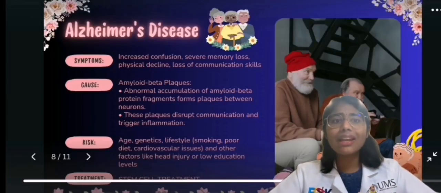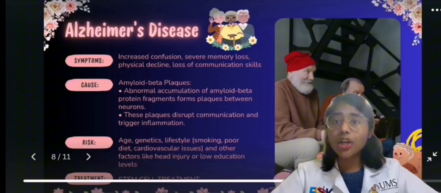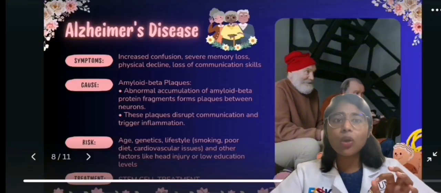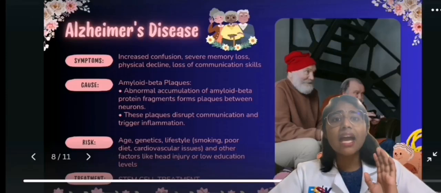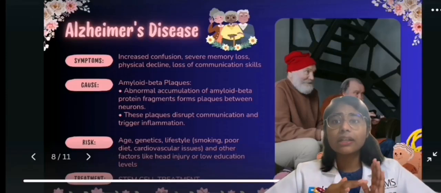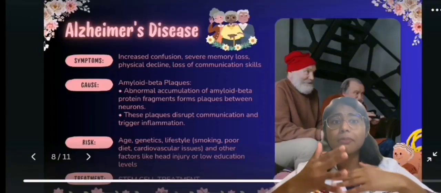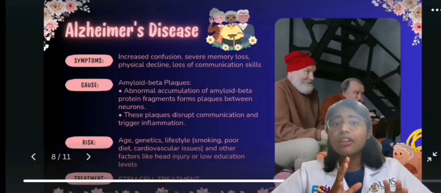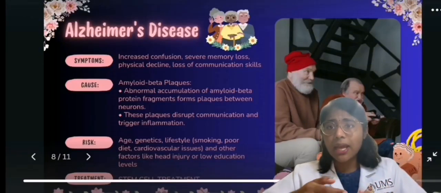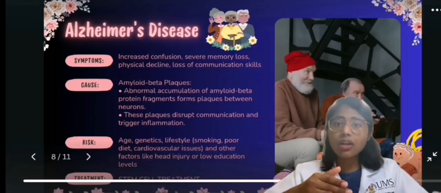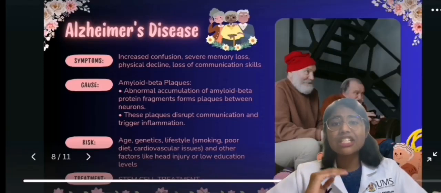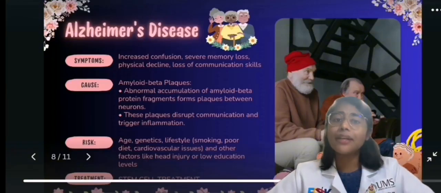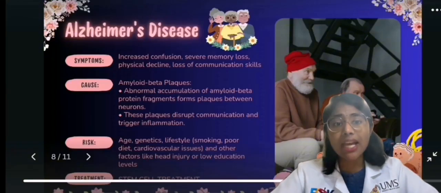At its core lies the accumulation of toxic proteins called amyloid beta plaques. These amyloid beta plaques are cleared away in normal, healthy brains. But in Alzheimer's, the fragments of this protein build up between neurons, forming plaques. These plaques interfere with the communication between brain cells and trigger cellular damage.